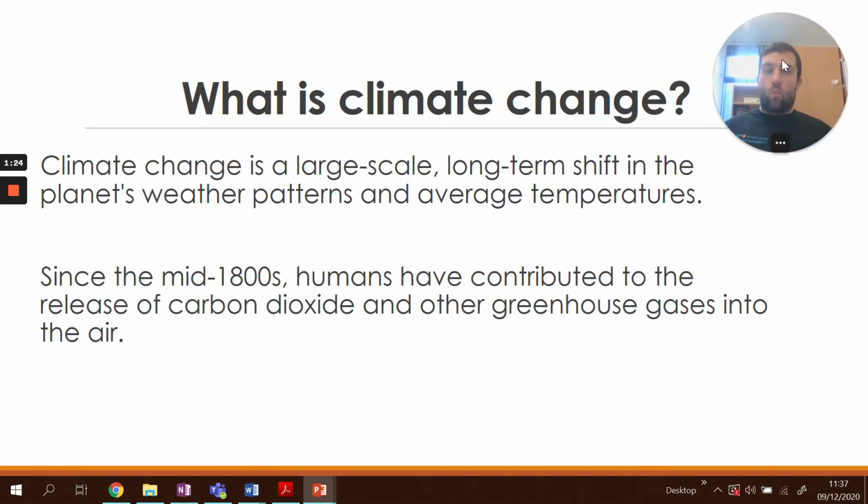And from the mid-1800s, humans have contributed to climate change by the release of carbon dioxide and other greenhouse gases into the air. And this is hugely important later on.